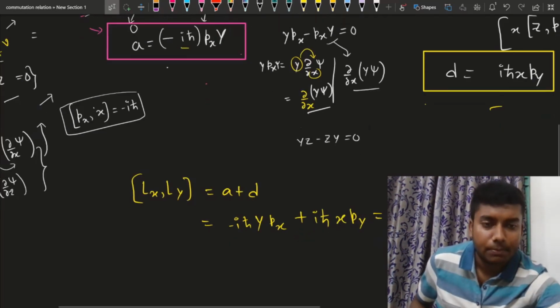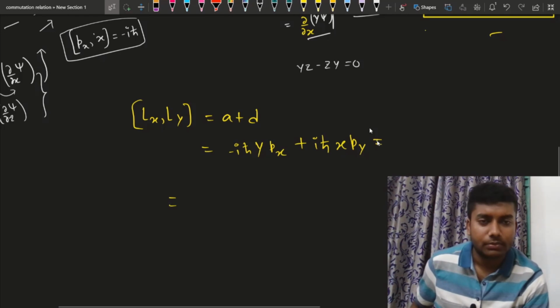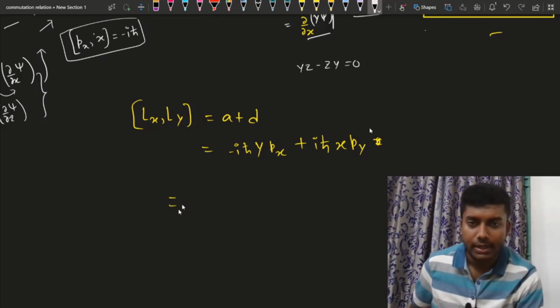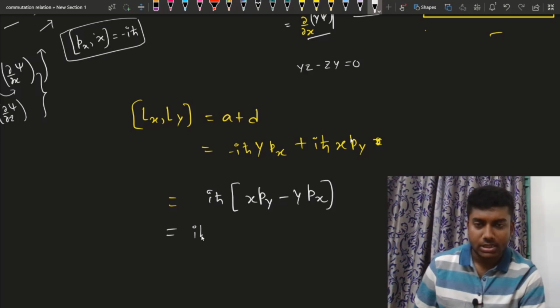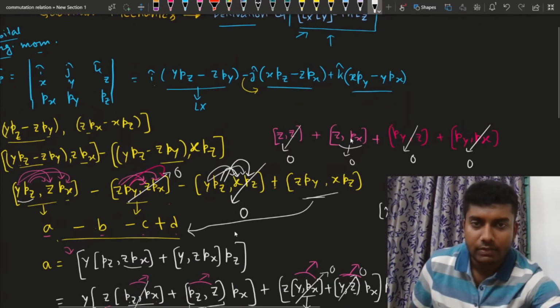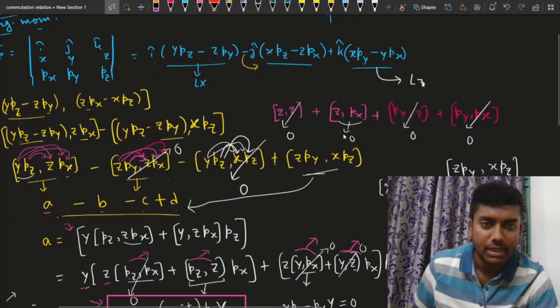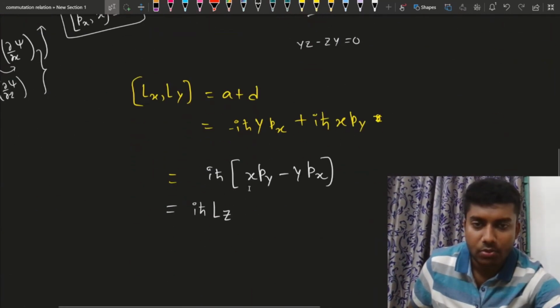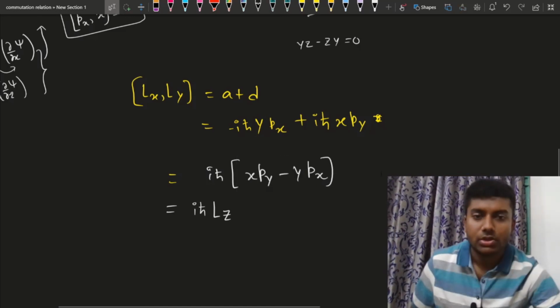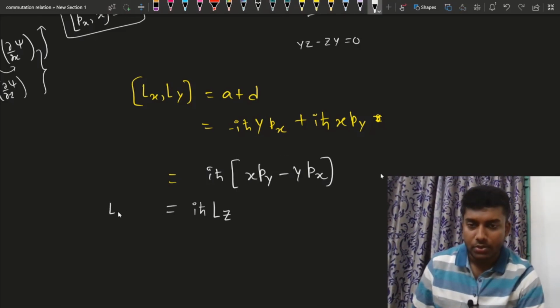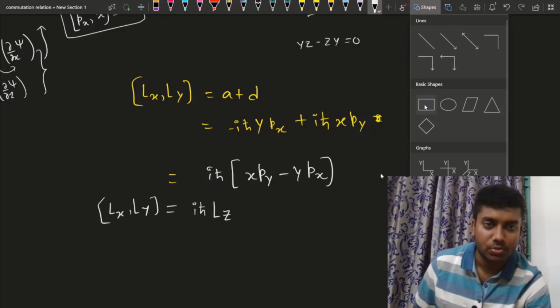If we take this thing common, we get iħ, and this thing is Lz. We have discussed this here. This was x py minus y px. So this is Lz. So the commutation bracket of Lx comma Ly is equal to iħ Lz. So this is the relation. So this is proved now.